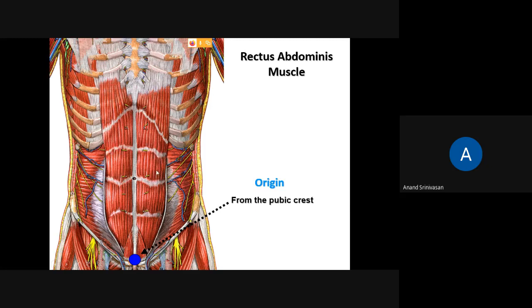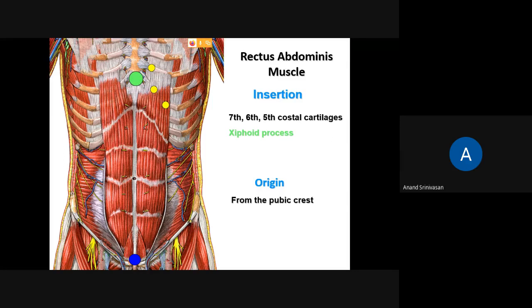You can see that the rectus abdominis has tendinous intersections, and these are attached to the anterior rectus sheath. One is at the level of the umbilicus, another approximately halfway between the xiphoid and the umbilicus, and the other halfway between the umbilicus and the pubic symphysis. Here the muscle is divided into groups so that it helps in anterior flexion of the spine.